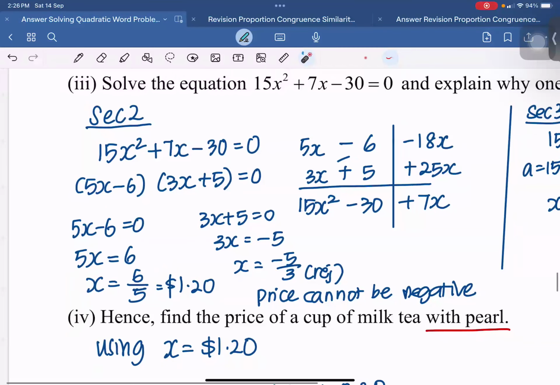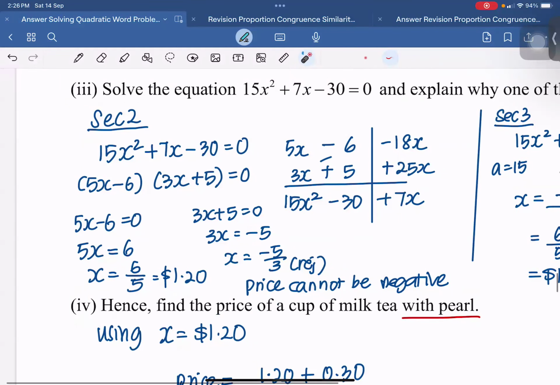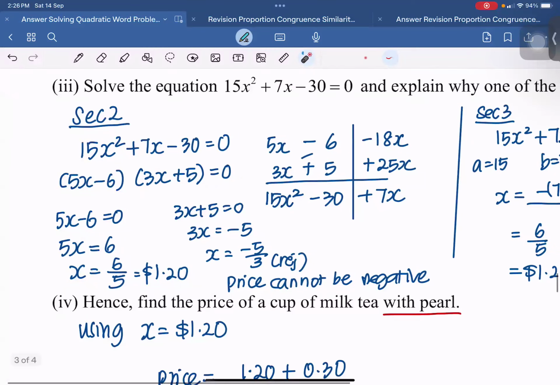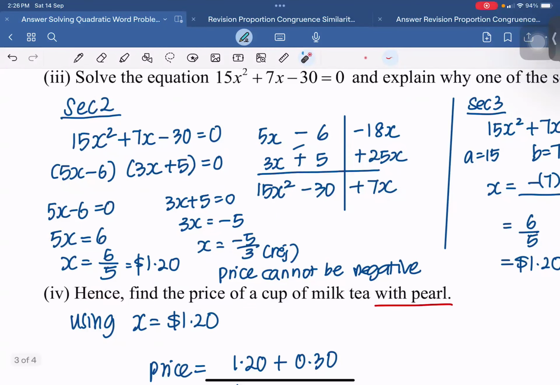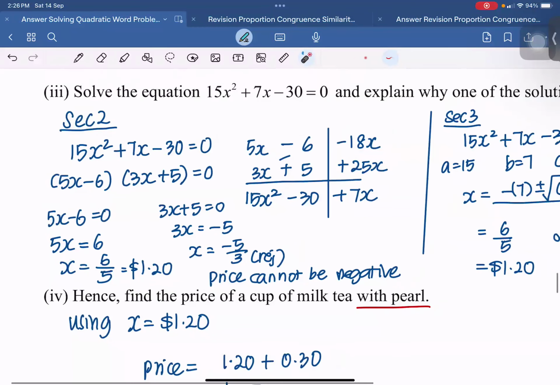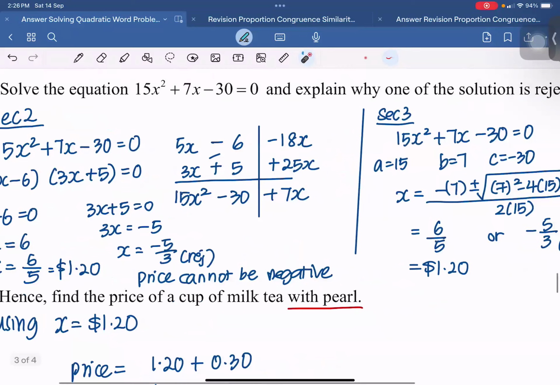Okay. Thank you. So now over here, X cannot be negative. X is money, right? Price or a number of cups of bubble tea. So X cannot be negative or the price cannot be negative. Therefore, we use X equals to 6 over 5. In this case, I change it to money, $1.20. Okay, for our X, the bubble tea itself. Where got bubble tea that's so cheap, right?